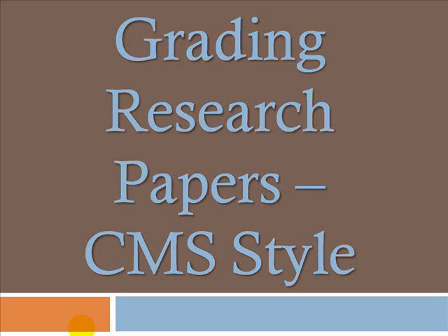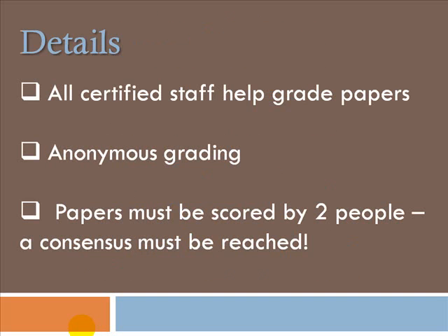11th graders in CMS are required to write a research paper. This research paper is part of their English 3 grade. CMS requires that we grade these papers anonymously, so here at Mallard Creek, all certified staff help grade papers. Each person will probably end up grading 2 to 3 papers. Every paper needs to be scored by 2 people, and the 2 people that look at each paper need to come to a consensus on what the score for that paper should be.